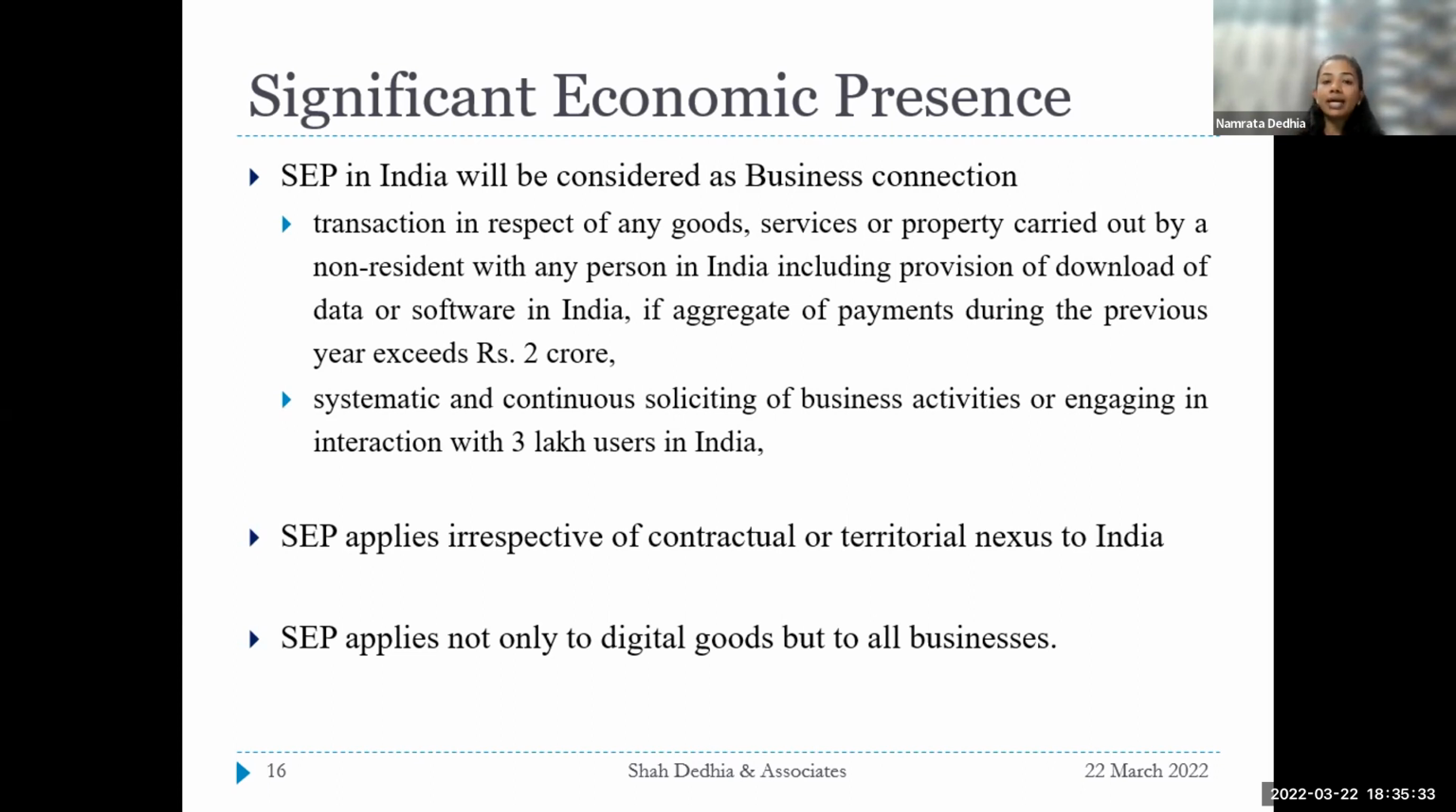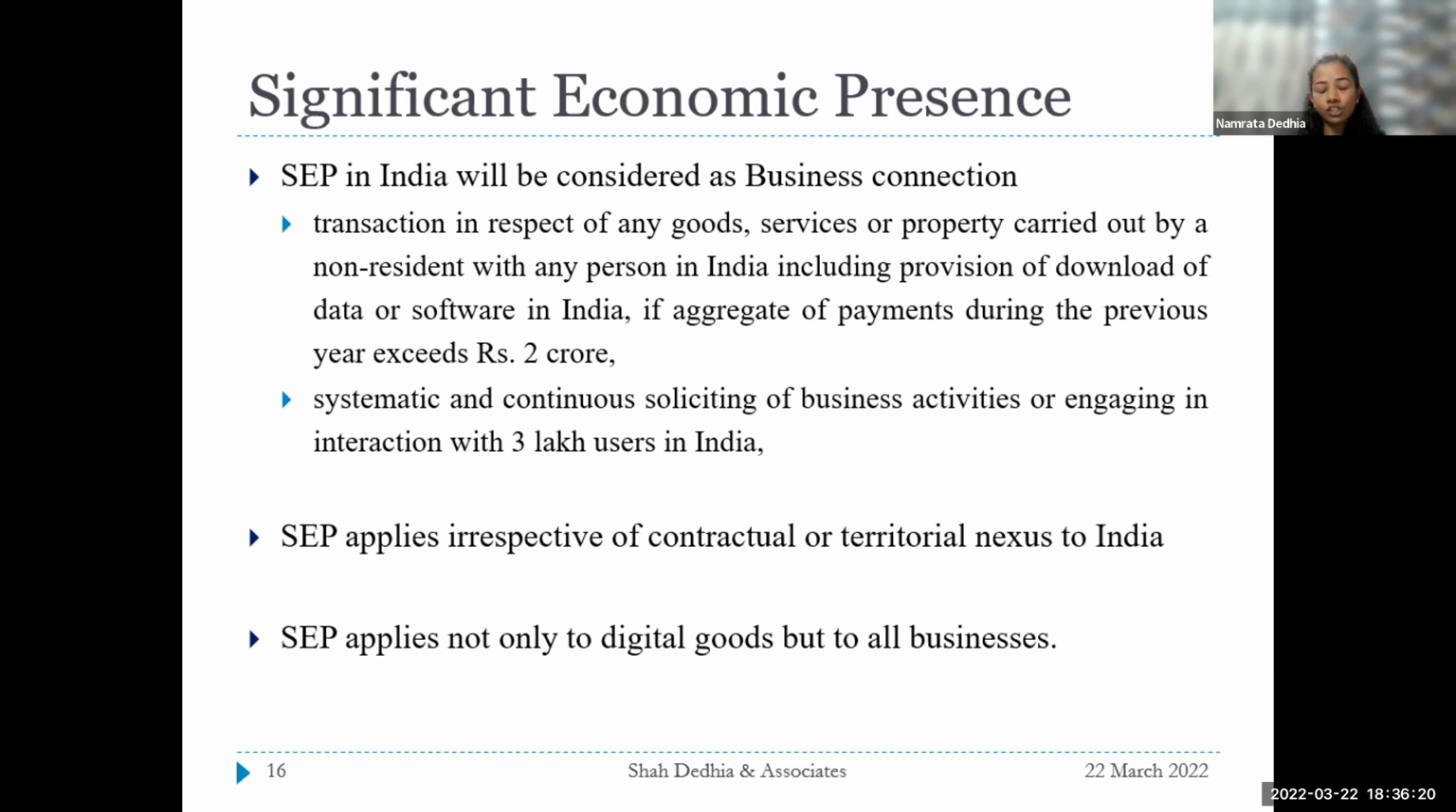But the reality would be that you will not be aware that the non-resident is falling under these criteria or not. You have no way of understanding if they are engaging with 3 lakh users in India or not. Any of their pages will only tell you how many total users they have. You will not know how many users in India they have, and therefore whether an SEP is there or not, a business connection is created or not, income is chargeable to tax in India or not, none of these you are in a position to verify. But technically speaking, this provision could get triggered even in very common day-to-day transactions.